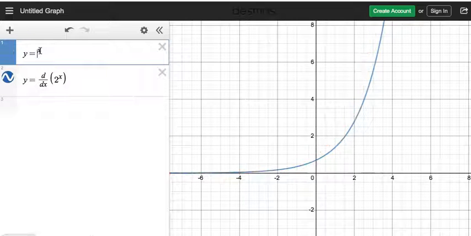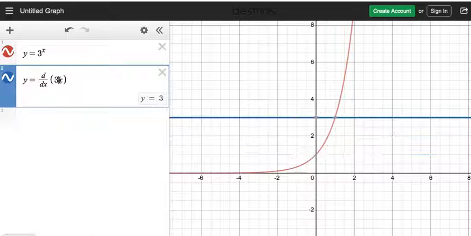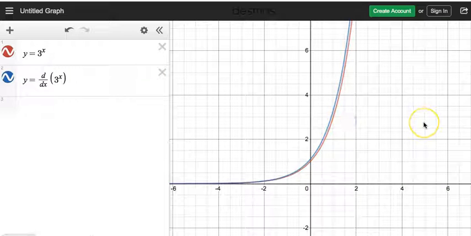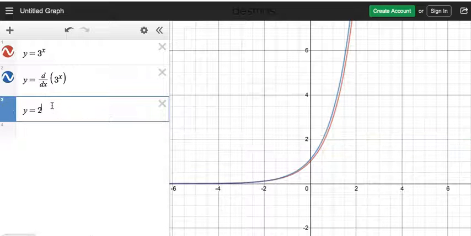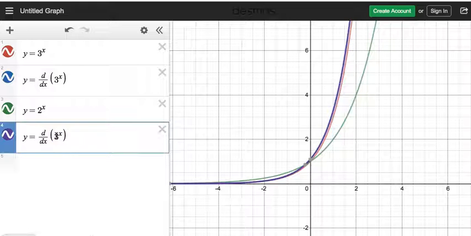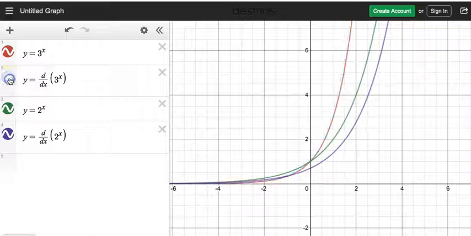Now I'm going to change it. 3 to the power of x, and the derivative of 3 to the power of x. It's almost sitting on top. Was the other one below? I'm actually going to put the others again. So y equals 2 to the power of x, because I can turn it on and off. There's 2 to the power of x there. And then I'll show the other one as well. d by dx of 2 to the power of x. Now, let me just turn these ones off.